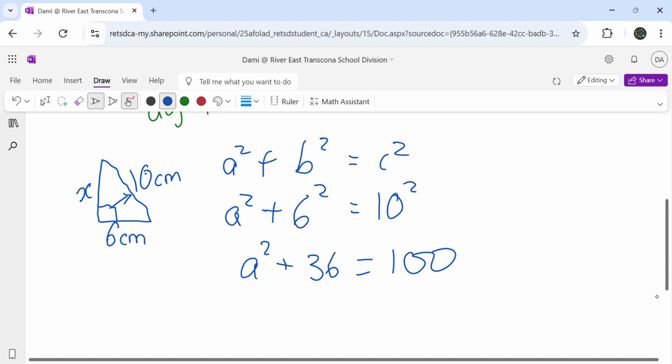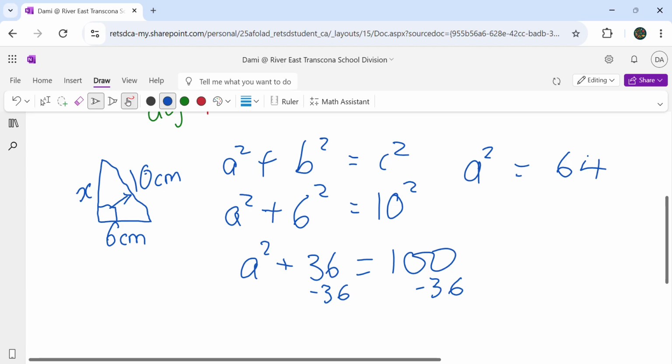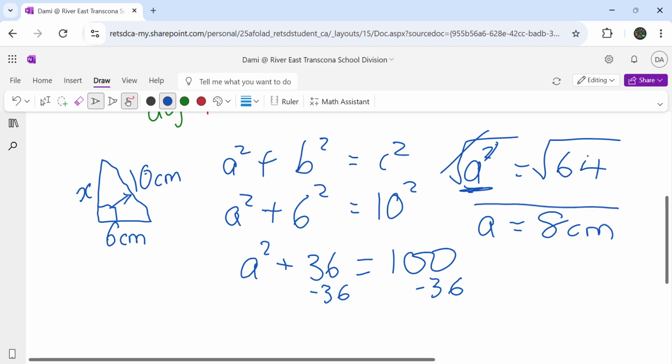Now we need to move this 36 to the side to make sure a is alone. So we subtract 36 from both sides, which will leave us with 64. And now we are trying to get a by itself, so we square root both sides. So we are left with a equals 8 centimeters. You can't forget to put the unit of measurement. Next question.